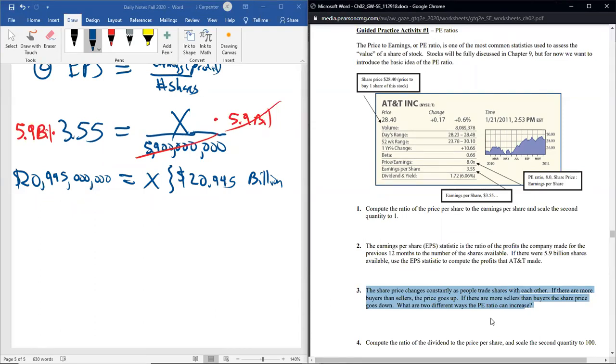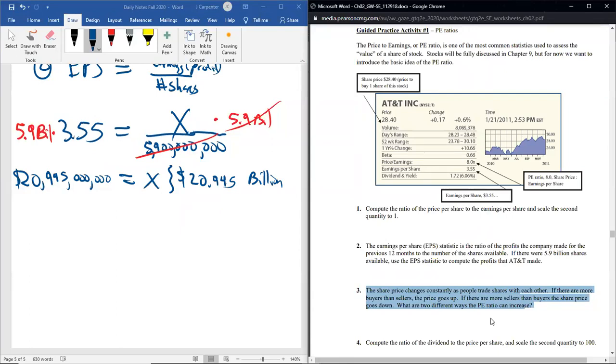The share price changes constantly as people trade shares with each other. If there are more buyers than sellers, the price goes up. If there are more sellers than buyers, the share price goes down. And this is pretty much how stock works. So if 90% of people out there are trying to buy stock, it means that the people selling are like, nah, I don't really want to sell, I want to buy more right now. That drives the price up because demand is high. The demand to buy is high.